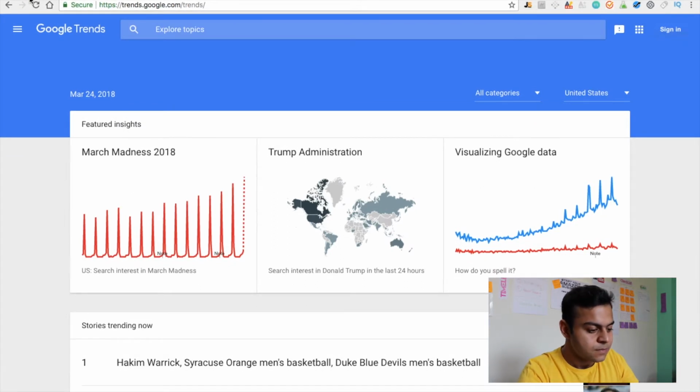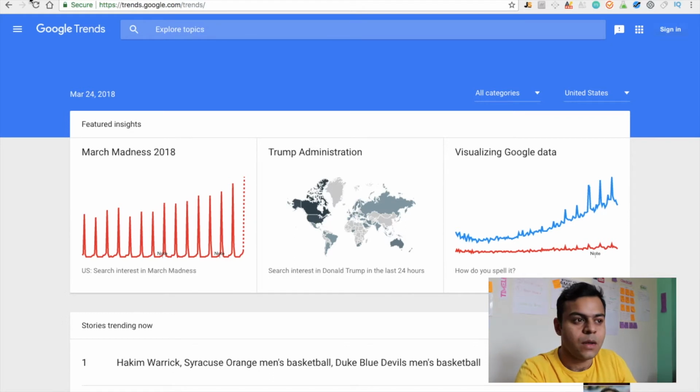Alright, so Google Trends is basically a tool that is provided for free by Google, and it gives you trends based on certain keywords, certain search terms that are being searched on the internet, especially on Google. Google is the world's biggest search engine, right? You must know about that.